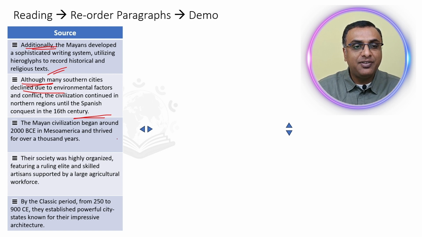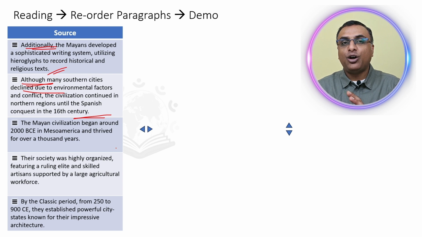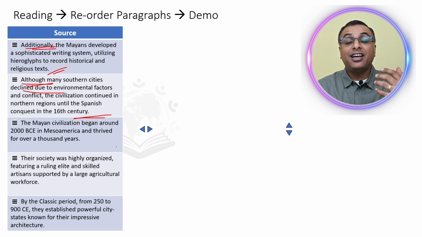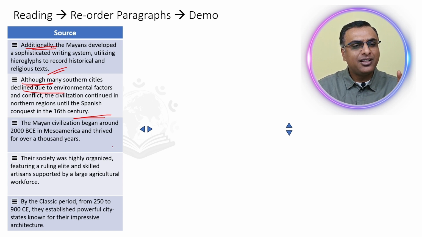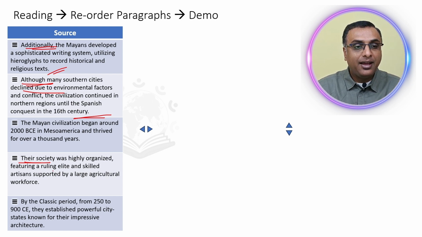Next, the Mayan civilization began around 2000 BCE in Mesoamerica and thrived for over 1,000 years. Now, they are trying to introduce a subject, so this could potentially be your first sentence. Next, their society was highly organized. The clue over here straight away is their society. It is referring to a subject already. Highly organized, featuring a ruling elite and skilled artisans supported by a large agricultural workforce.